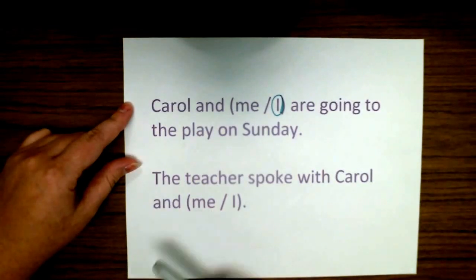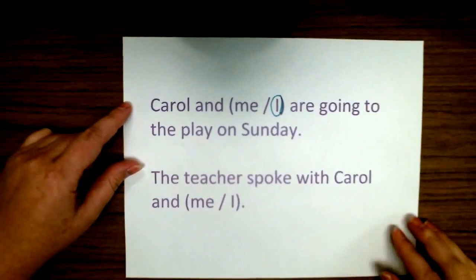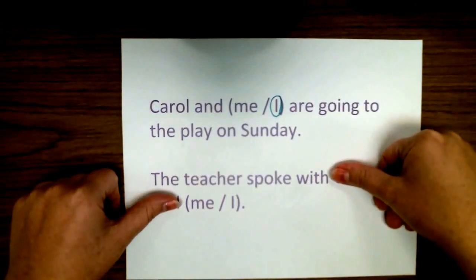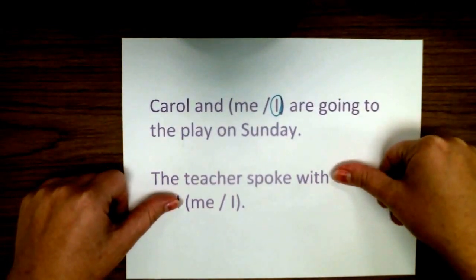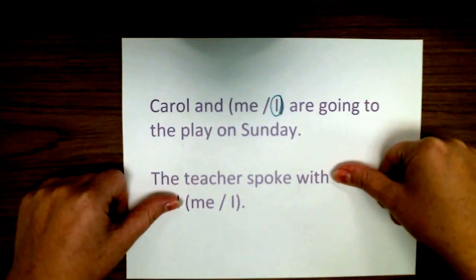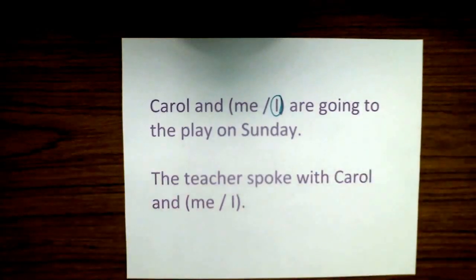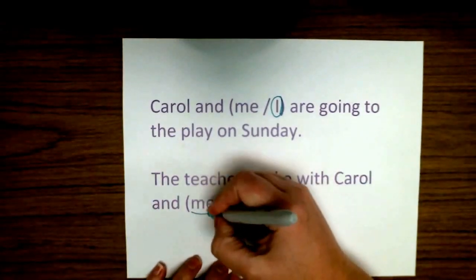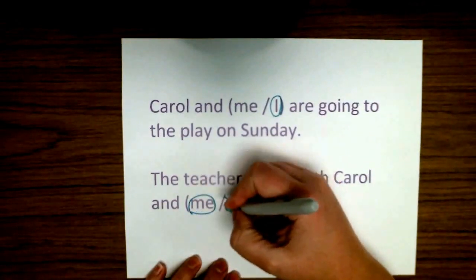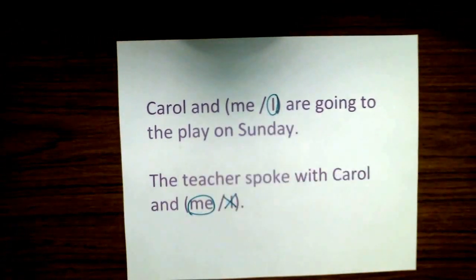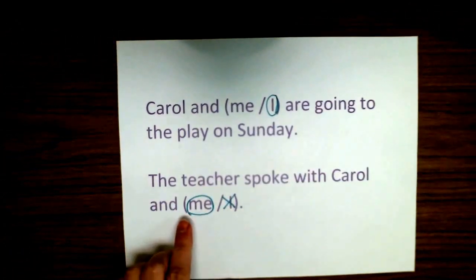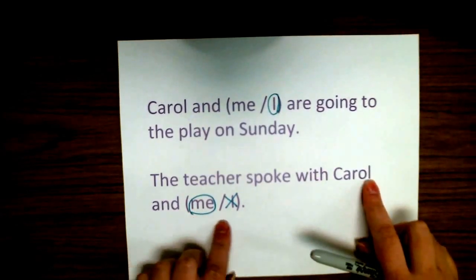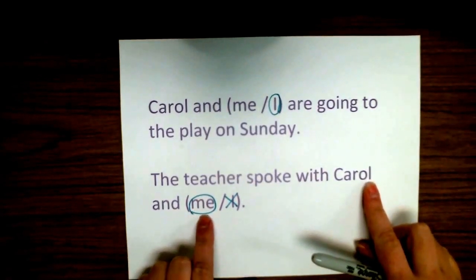But once again, I can figure out the right answer just by getting rid of the other person in the sentence. And would I say the teacher spoke with me or the teacher spoke with I? Well, I would definitely say the teacher spoke with me every time. So even when I add back in Carol and, I'm going to say the teacher spoke with Carol and me, and not the teacher spoke with Carol and I. This is a situation where I do not say Carol and I. Carol and me is the correct choice.